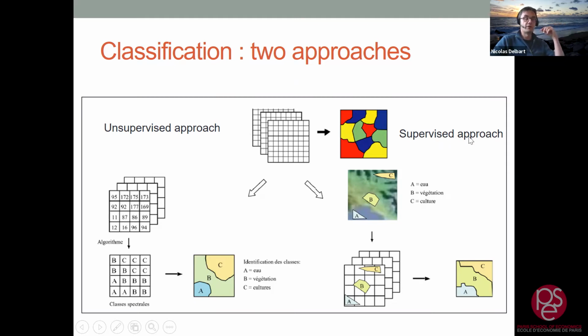There is another approach, which is a supervised approach. So from the same spectral bands, the beginning of this approach is to provide some samples that we have analyzed. We know here it's culture, here is vegetation, here is water. And we give this information to the computer. The computer will look at the values of the pixels within these samples. From this, it will make some rules to classify all the pixels, even the pixels which are not located in the samples.